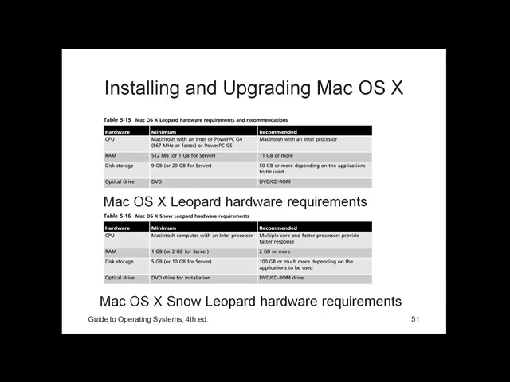RAM, of course, 512 megabytes, or 1 gig for a server, is the bare minimum, with 1 gigabyte or more recommended. Disk storage, 9 gigabytes for bare minimum, or 20 gigabytes for the server, with 50 gigabytes or more depending on what applications are going to be used on that box. And of course, DVD and CD-ROM are the recommended optical drives.